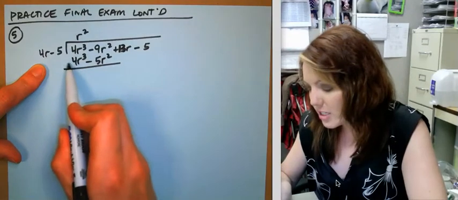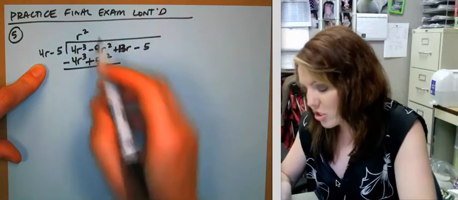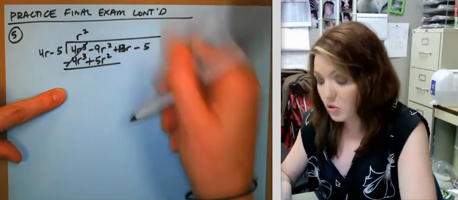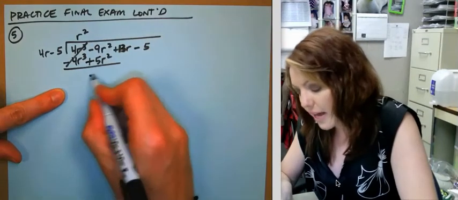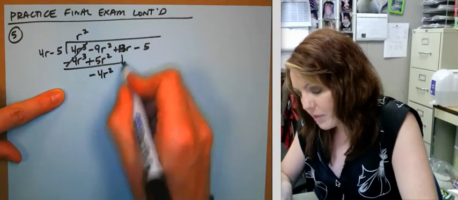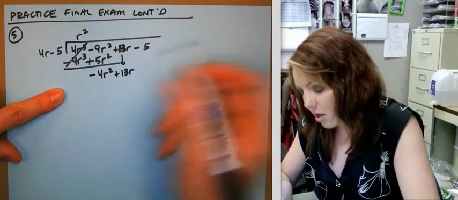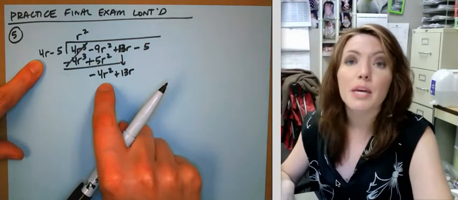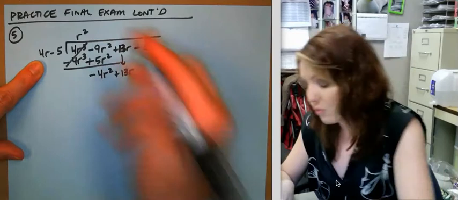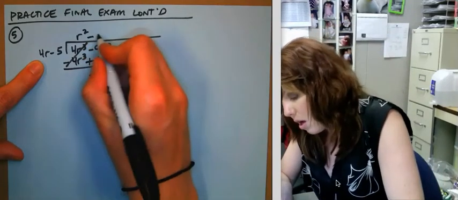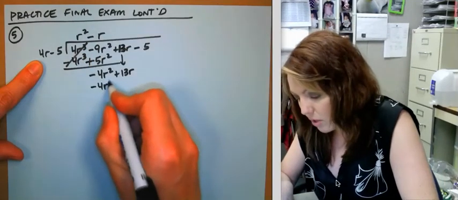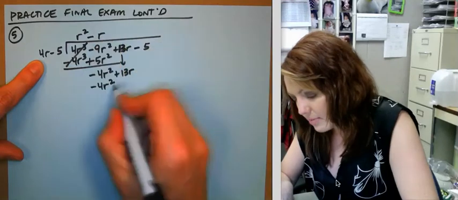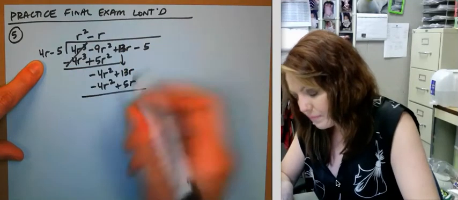So if we subtract both of these terms, we have to change the sign. So those cancel out and we're adding straight down. Negative 9 plus 5 is negative 4r squared. Bring down the 13r. So again, we always look at the first term. So 4r times something will give us negative 4r squared. 4r times negative r will give us negative 4r squared. And then negative 5 times negative r is 5r.